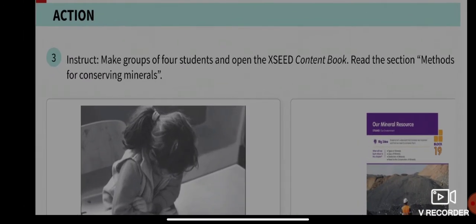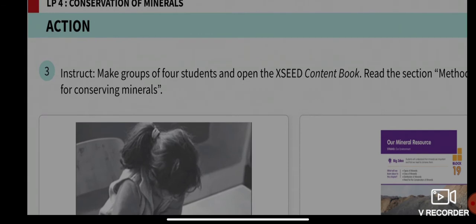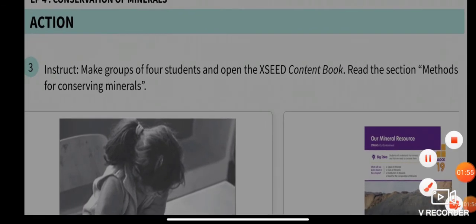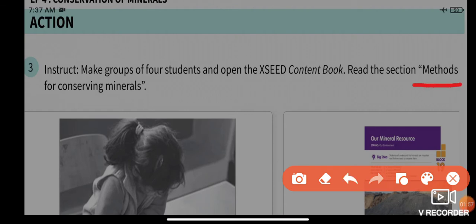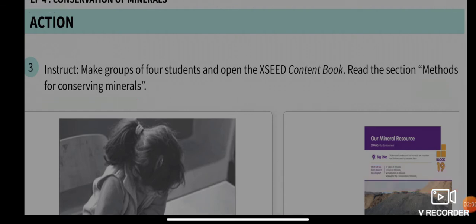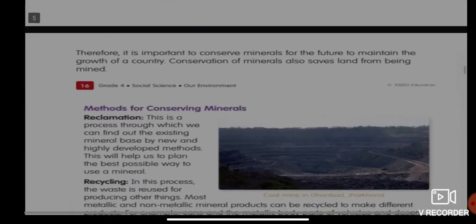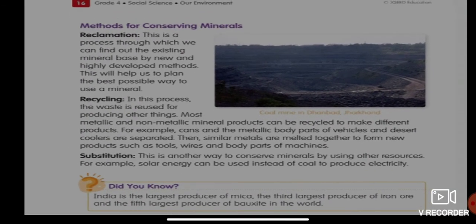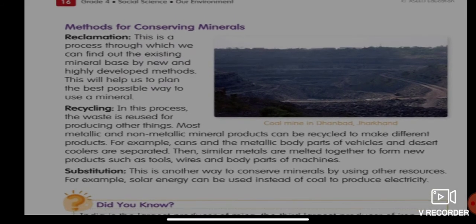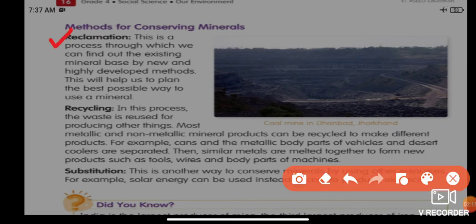I want all of you to read the section Methods for Conserving Minerals from your exit content book. As I read for you, please listen carefully. Methods for conserving minerals. First of all, it is reclamation. This is a process through which we can find out the existing mineral base by new and highly developed methods. This will help us to plan the best possible way to use a mineral.